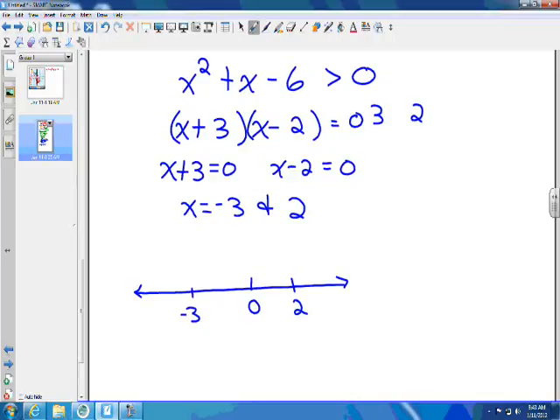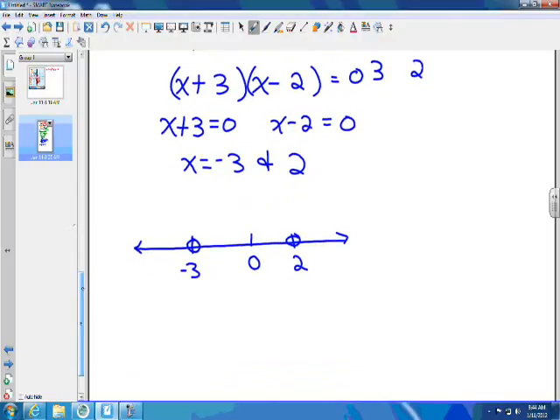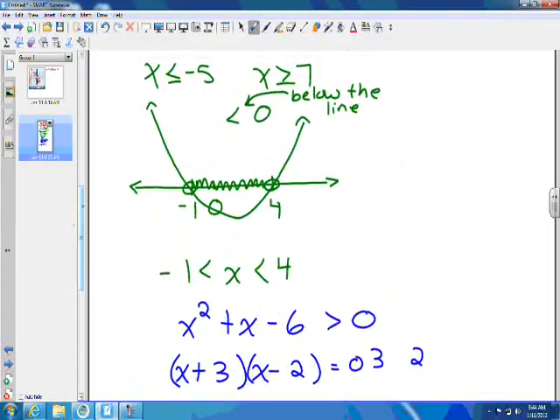Just like we did on the other part, we found the zeros, we put them on our number line. But now we're not going to sketch the parabola. That's the part we're not going to do. Are these going to be open or closed circles, though? Both going to be open again.